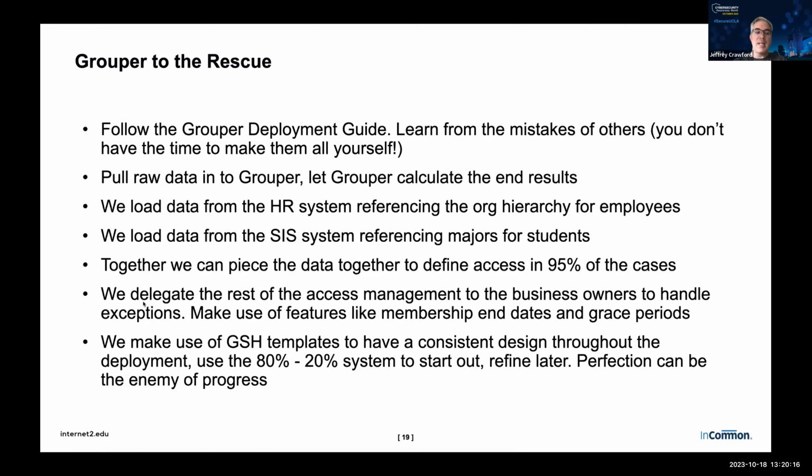And because we're decentralized, and even if you're not decentralized, you really probably are going to want to have your access management in a central repository, but you're going to need to delegate out the management of those exceptions potentially to other areas of your organization. So we delegate the rest of the access management to business owners to handle exceptions if exceptions are needed. And we also make use of things like membership end dates and grace periods. If you integrate grace periods, you can also have things like emailing people that they won't have access in the next 7 days or something like that. So they can get emails that way.